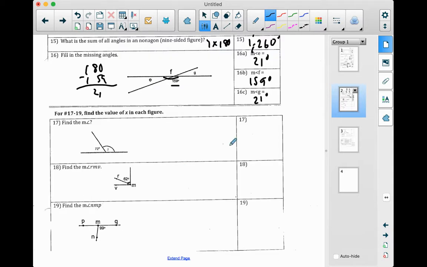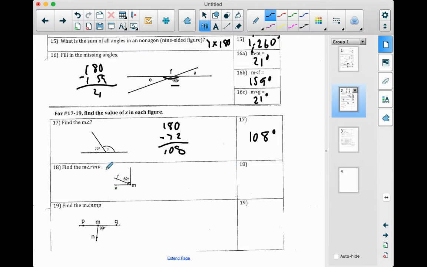All right, number 17, we're finding the value of X. I see these two angles make a straight line together, which is 180 degrees. They're supplementary. This one is 72, so I'll subtract away the 72. That'll give me 108. So that angle is 108 degrees.